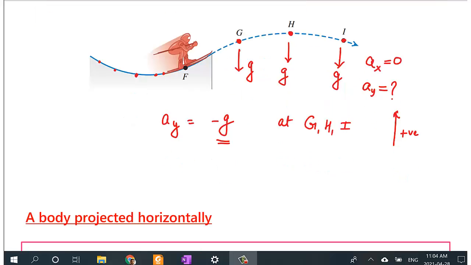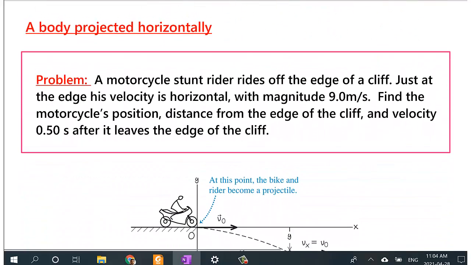Now let us discuss the second problem. This problem is related to an object that is projected horizontally. This means alpha is 0. So the angle from the horizontal by which it has been thrown is 0 degrees. This means the object is thrown horizontally.